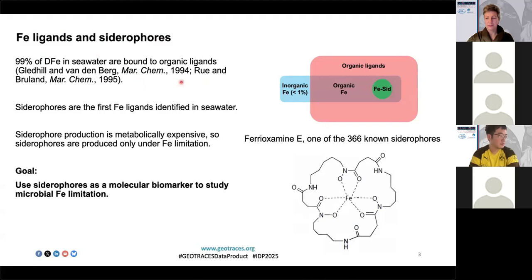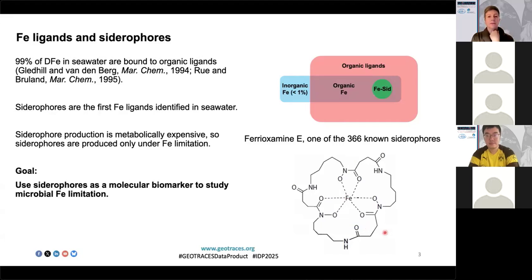There are many different iron ligands in seawater. The first ones we are able to identify are siderophores, which means iron carrier. Siderophores are produced by heterotrophic bacteria and fungi. They are well studied on land. There is a library of 300-plus different siderophores with different structures. And here is an example.